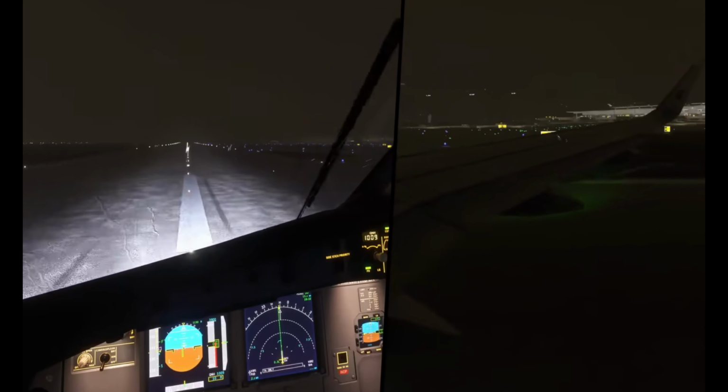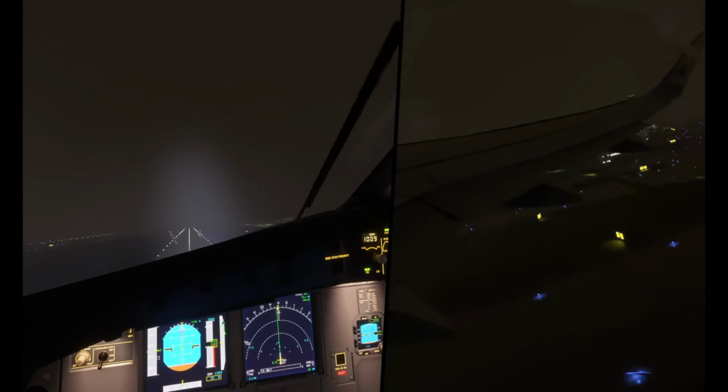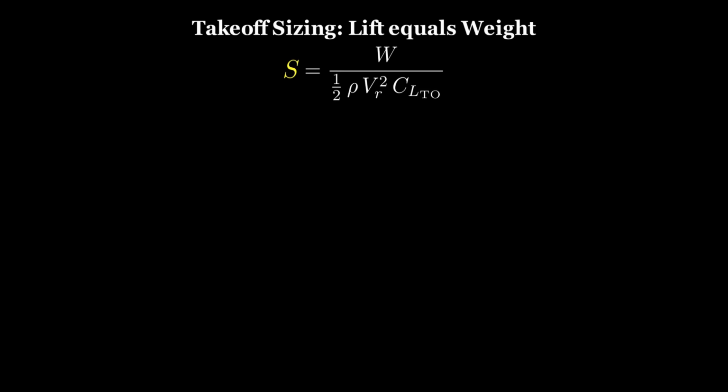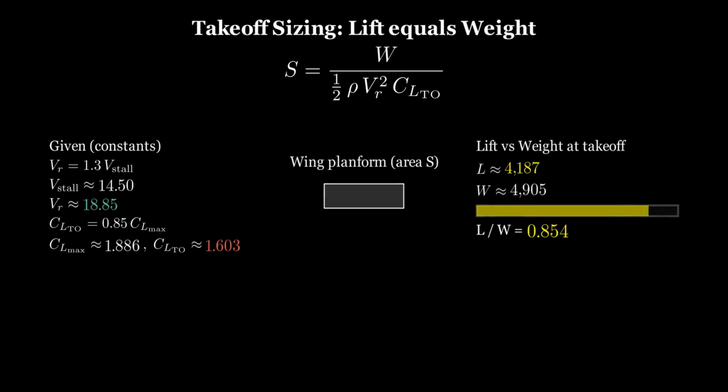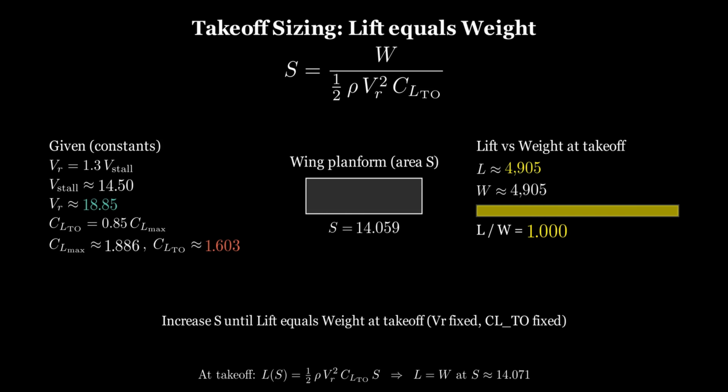When considering wing area, it's not just the stall condition that matters. The takeoff requirements also need to be met. In the end, I take the larger value between the two as the final wing area. The takeoff rotation speed, VR, is roughly 1.3 times the stall speed, and the takeoff lift coefficient is about 85% of the maximum lift coefficient. Considering a maximum takeoff weight of 500 kilograms, we can estimate that the wing area required to meet the takeoff requirement is about 14.071 square meters, so I select the larger of the two calculated wing areas for the main wing.